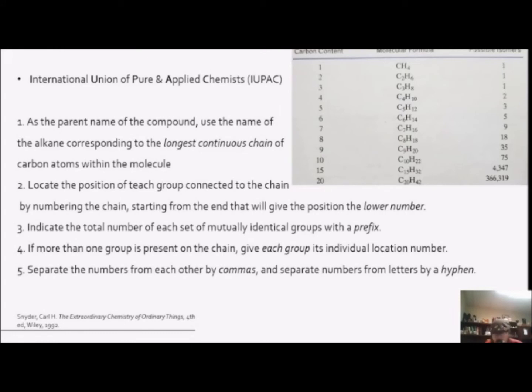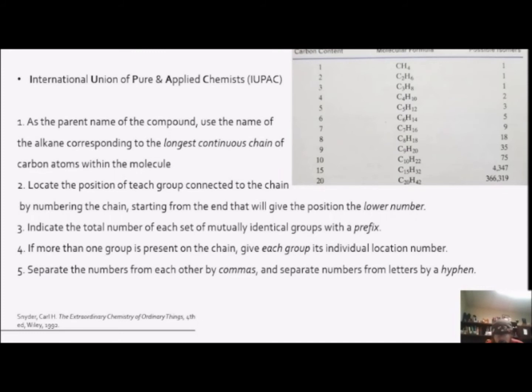Rule 3: Indicate the total number of each set of mutually identical groups with a prefix. So if I have 2 methyl branches, you are going to have a dimethyl. If I have 2 ethyl branches, it's diethyl. If I have 3 propyl branches, it would be tripropyl. So we're going to tell how many of each group are coming off. If more than one group of each type is present, give each group its individual location number. So when you count along, what carbon is it located on? Then finally, as we write the name, we separate the numbers from each other by commas, and we separate the numbers from letters with a hyphen.